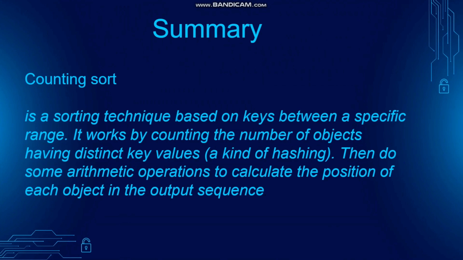Summary. Counting sort is a sorting technique based on keys between a specific range. It works by counting the number of objects having distinct key values, a kind of hashing. Then it does some arithmetic operations to calculate the position of each object in the output sequence.